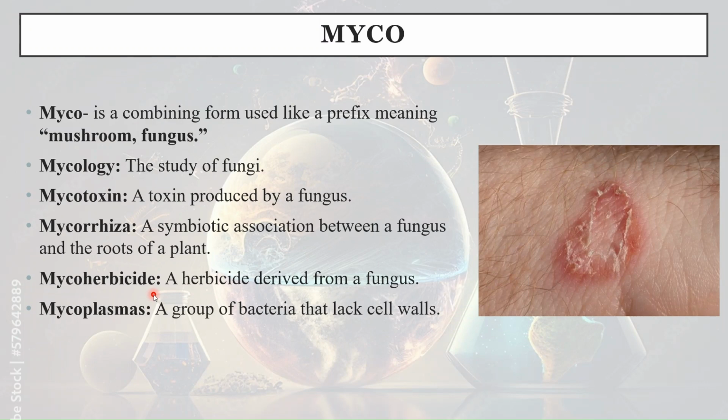The next word we are going to see is myco. Myco is otherwise called mushroom or fungus. Any scientific word carrying myco in it clearly indicates that it is a mushroom or fungus. If you study myco, that is fungus, it is called mycology. The toxin produced by the fungus is called mycotoxin. And the group of bacteria that lack a cell wall we sometimes call mycoplasmas. The one major difference between fungus and bacteria is the cell wall.